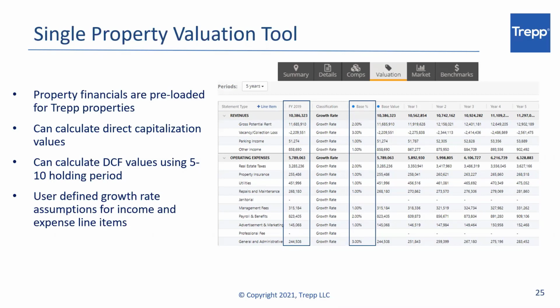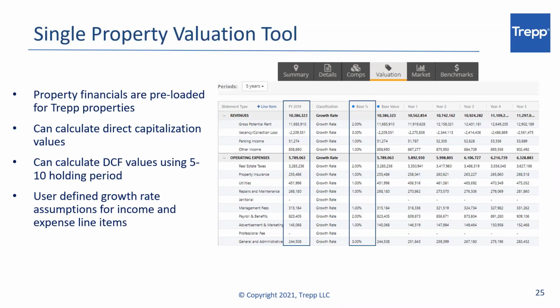So I can see the fiscal year 2019 financials as my base year. And then I can actually, as a user, come in and do a discounted cash flow analysis for 5 to 10 years, depending on the projection or holding period. And then I can set the user defined growth rates for the income and expense line items. I can also manually override any of those individual components.